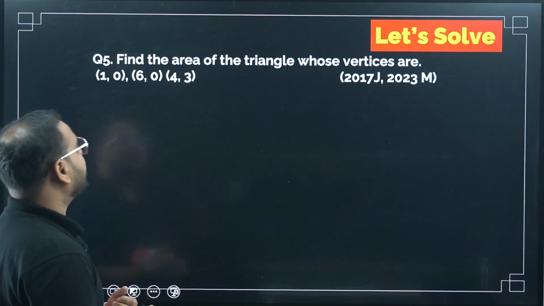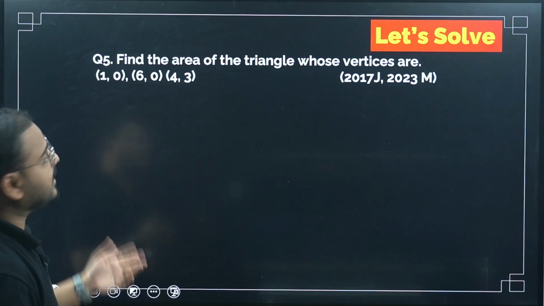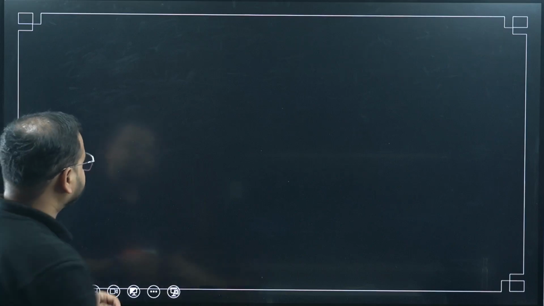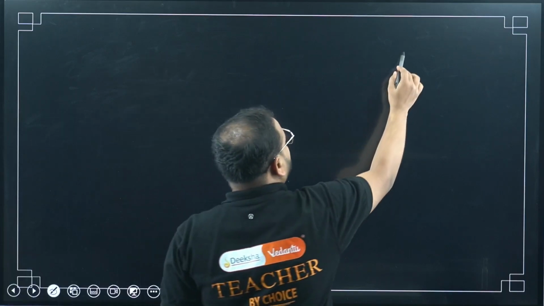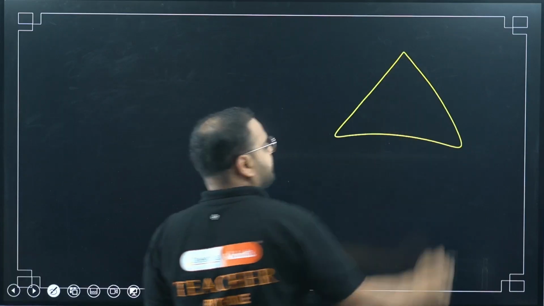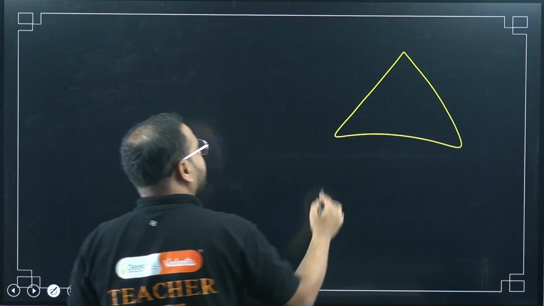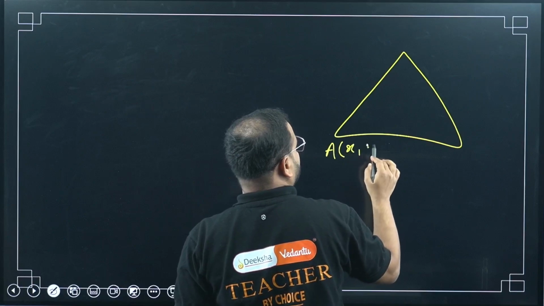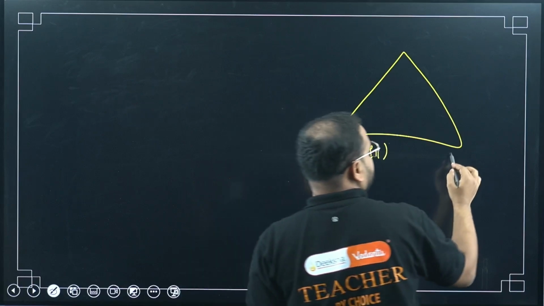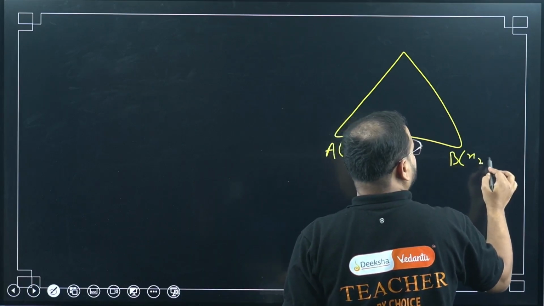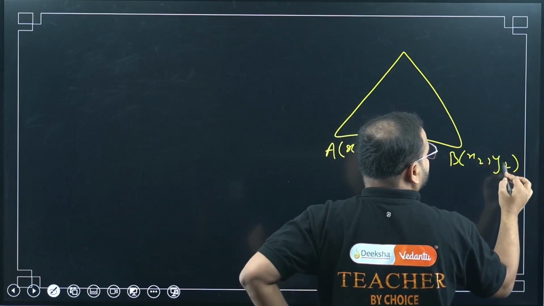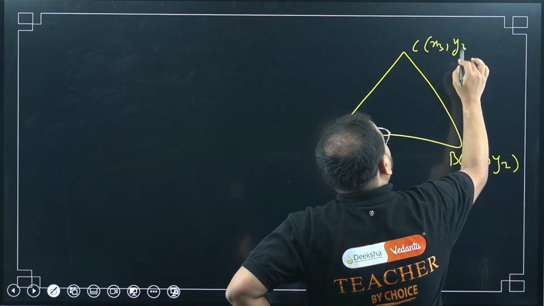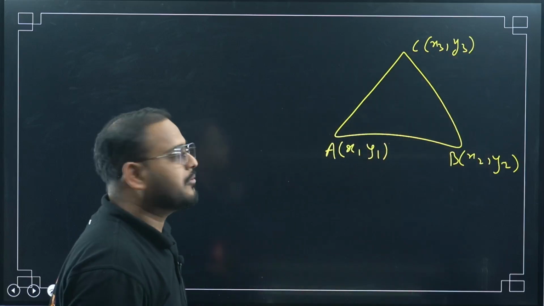Question number 5. Now, area of the triangle whose vertices are. This is a concept, if you remember. So, if I have a triangle, let's say like this, vertices are A, x1, y1, B, x2, y2, and C, x3, y3.